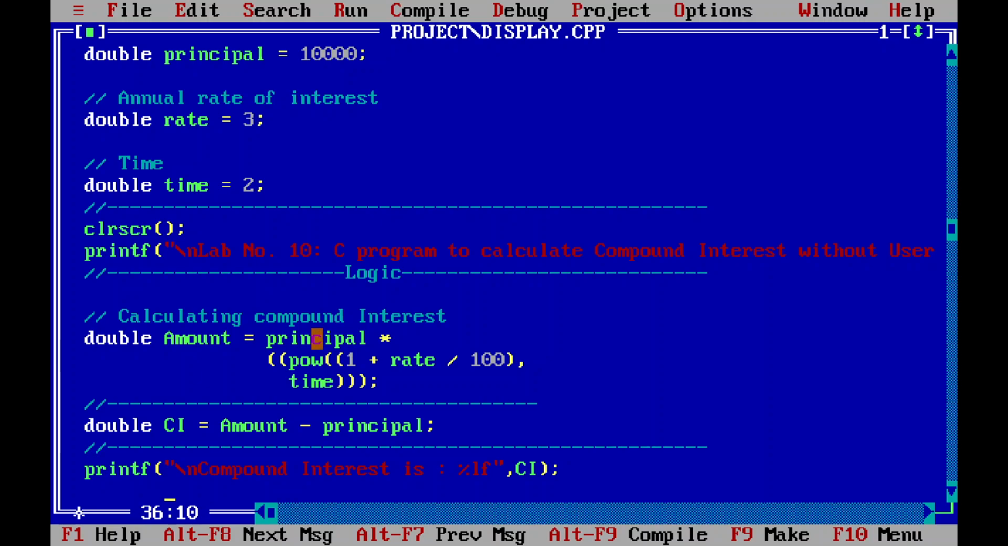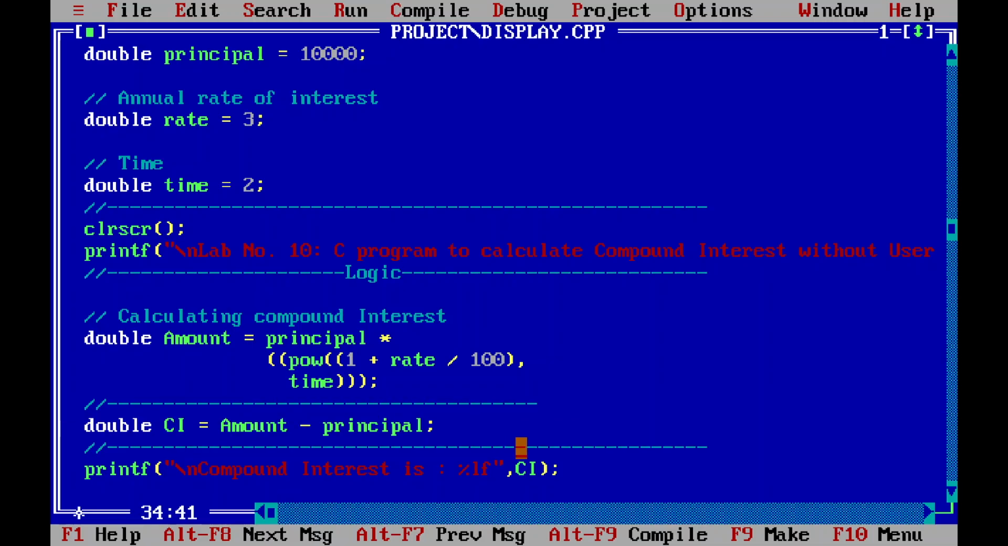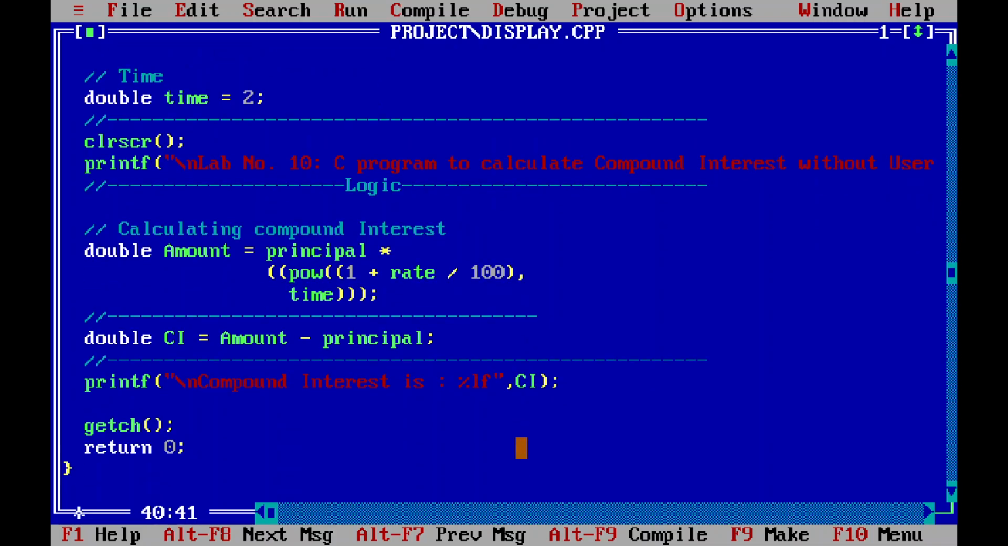compound interest, and importantly, the power is going to be calculated properly. For that, we have written principal into (1 plus rate by 100) to the power time as a power function of 1 plus rate by 100, and then comma time. So this is a basic function. And after that, we just subtracted the principal amount for calculating the compound interest and displayed it.